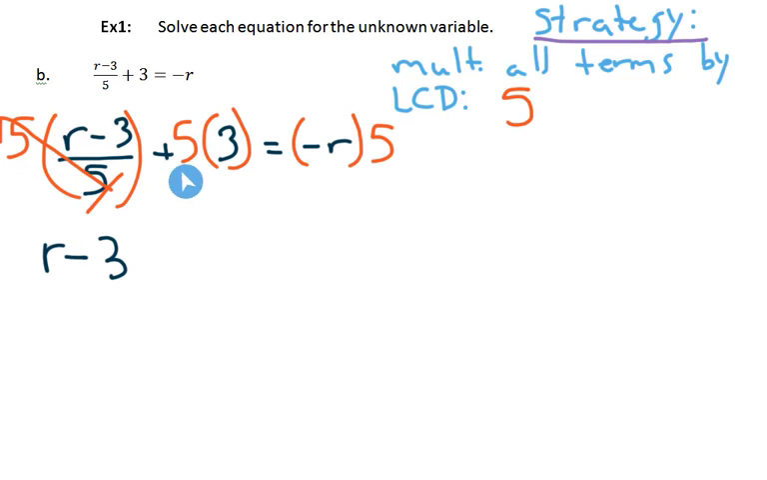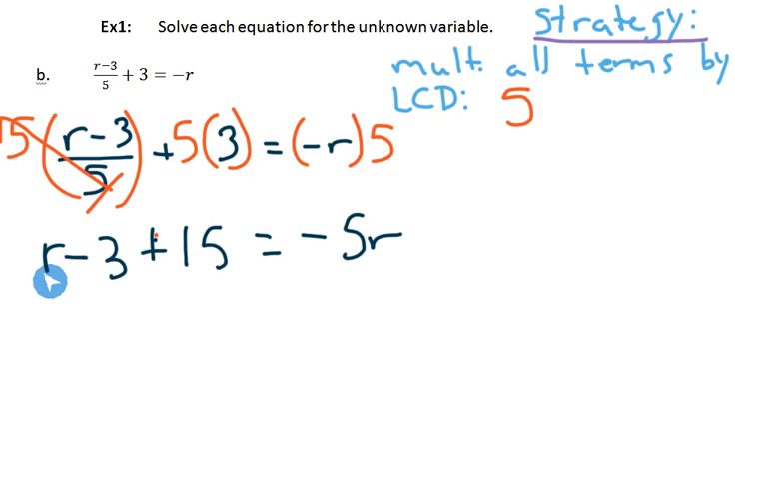Here we have positive 5 times 3, which is plus 15. Then we have our equal sign. And here we have negative r times 5. So we'll just rearrange that. That's negative 5r. Let's go ahead and simplify this equation.